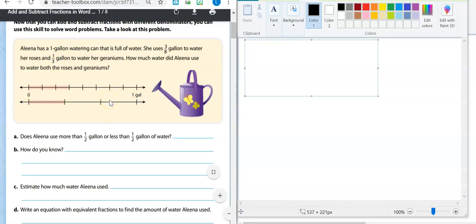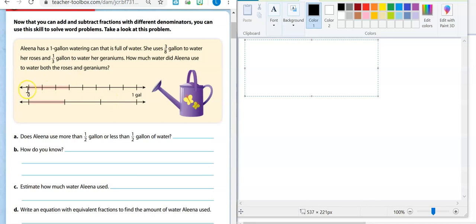Now let's look at the top number line. We have 3/8 highlighted right here. And for our second number line, we have 1/3 highlighted. So we're going to estimate and say, does Alena use more than 1/2 gallon or less than 1/2 gallon of water? So a half on our number line will be represented right here in this portion. Now, we know we're going to add both fractions together. So we already have on this number line 3/8. Now just imagine if I were to pick up 1/3 and add it in this area. Would it go over 1/2 or will it be below 1/2?